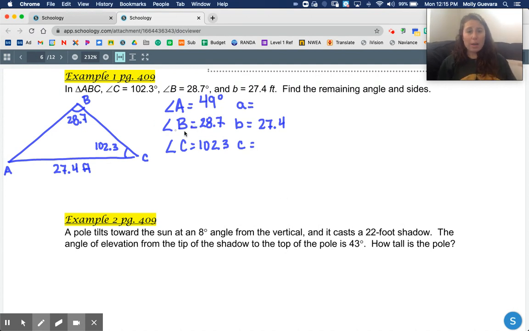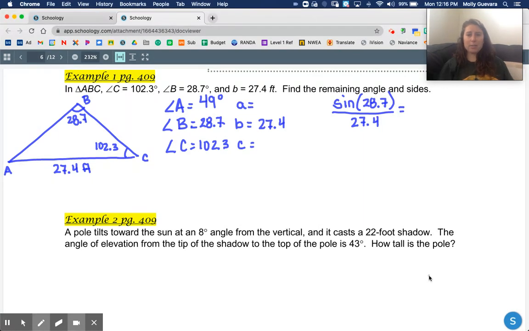Okay, because I know an angle, and the side across from the angle, I can use law of sines. So it's going to be sine of the angle that I know, so 28.7, divided by the side across from that, which is 27.4.